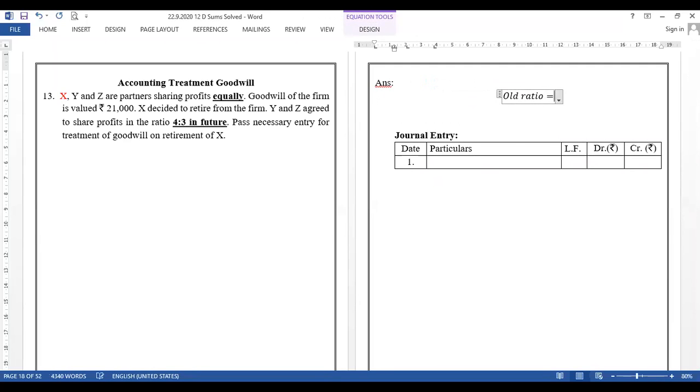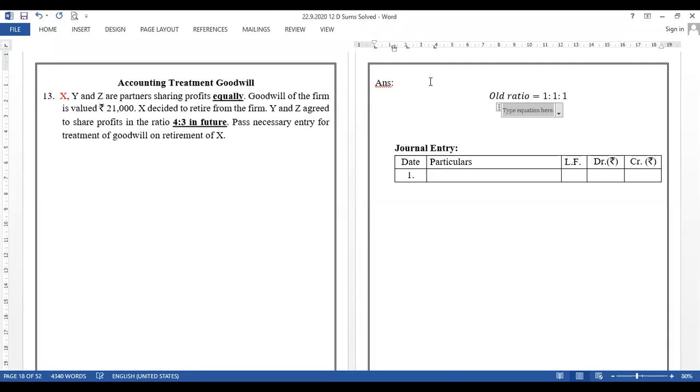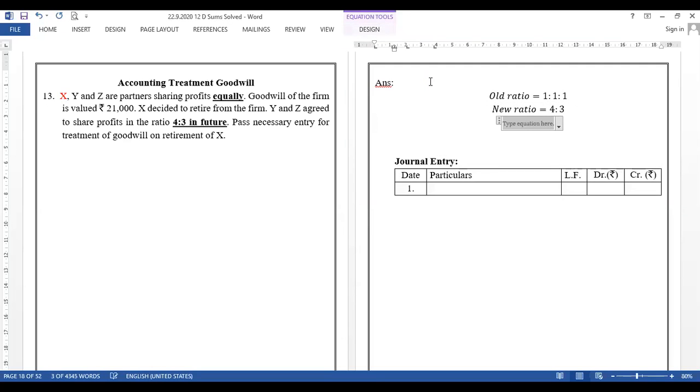Okay, old ratio is 1:1:1. X is the one who retires, and the new ratio between Y and Z is given, that is 4:3. Now, when old and new ratio is there, so gain find karna hai, not sacrifice in this chapter. Gain is new minus old.